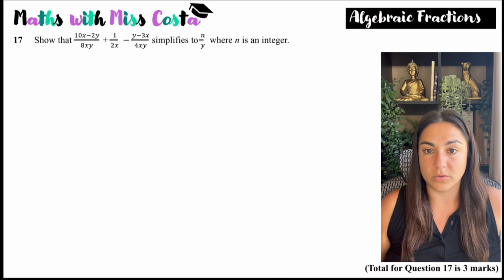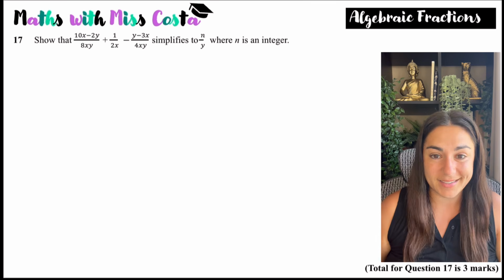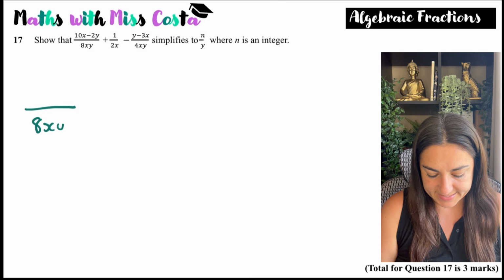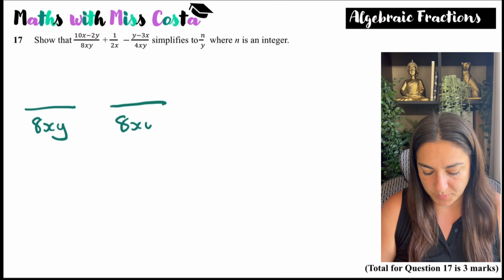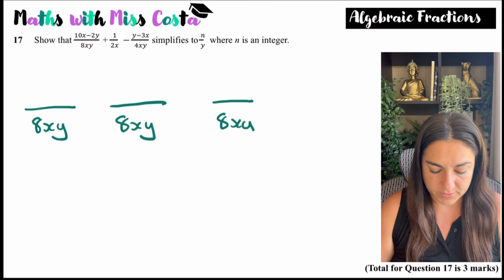Okay, so here I've got some algebraic fractions, and I need to show that these 3 fractions simplify to n over y. So when I'm adding or subtracting fractions, whether it's algebraic or just normal numerical fractions, they need to have the same denominator. So that's the first thing you're going to do when you're looking at these. You're going to think, what's the lowest common multiple of all of these denominators? And in this case, I can see that all of these denominators would nicely multiply into 8xy, so I don't need to do too much to rearrange them.